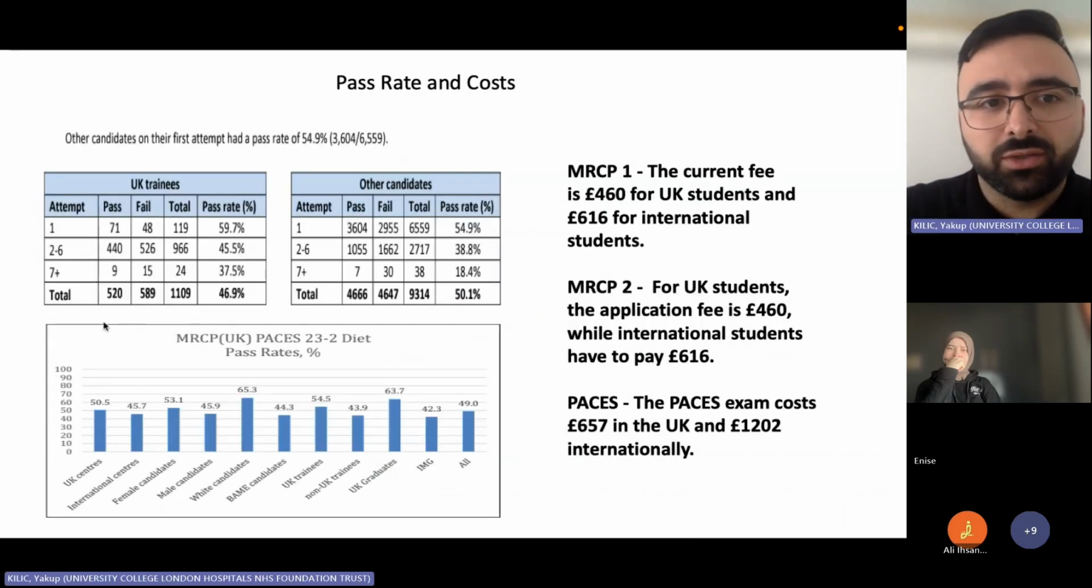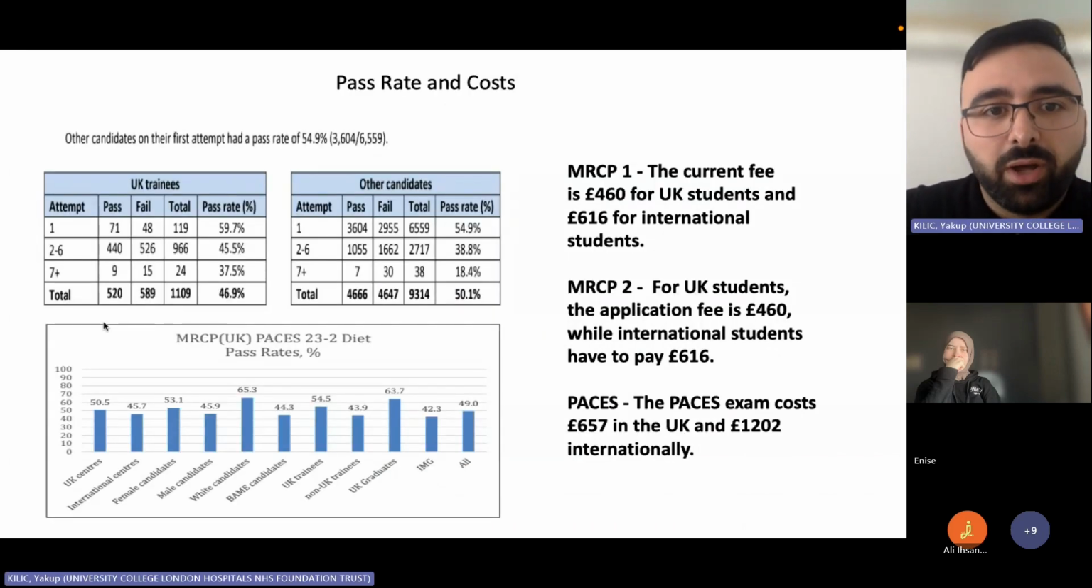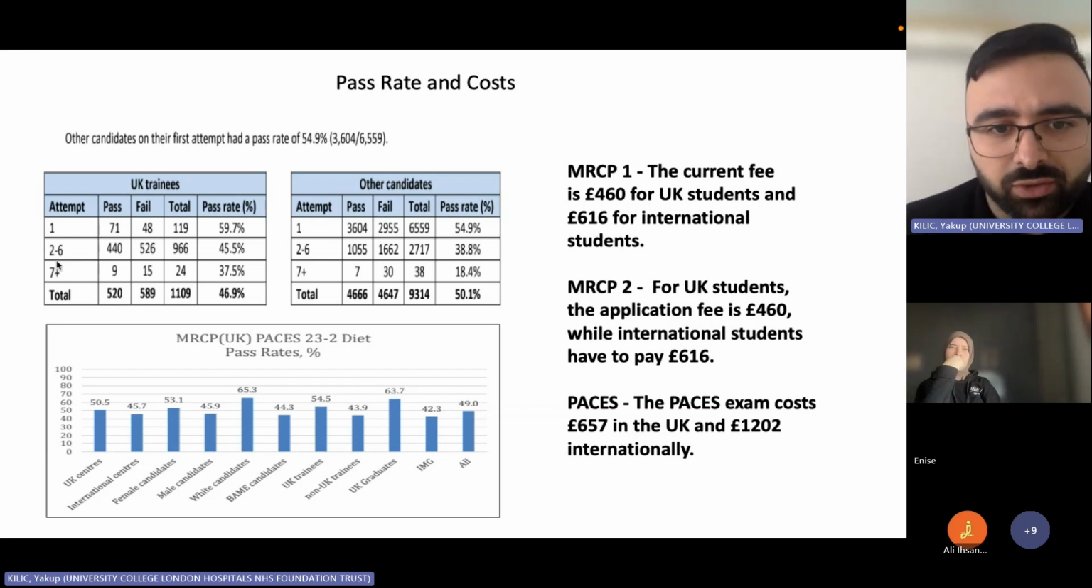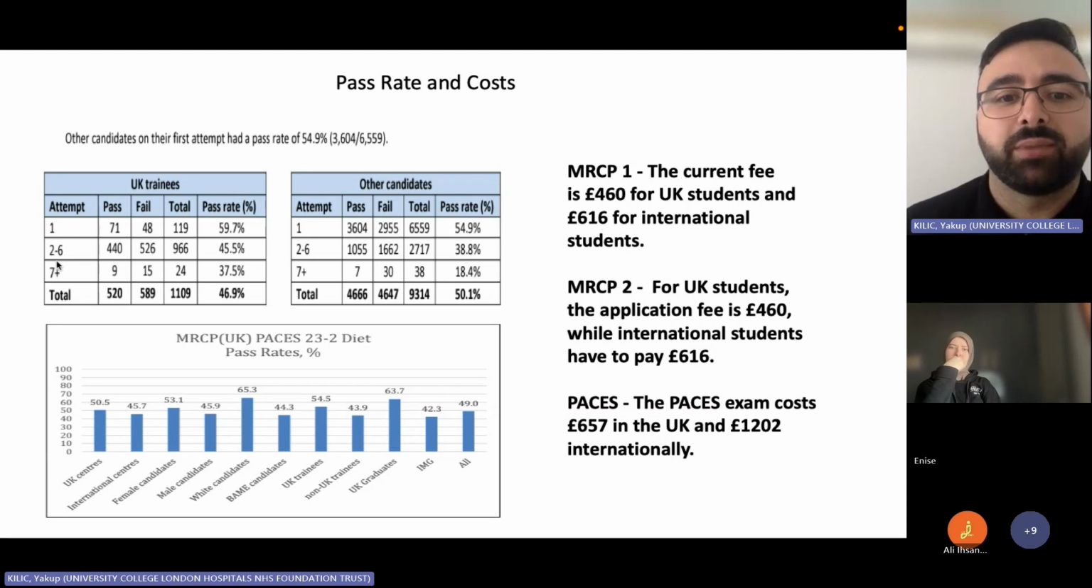So let's talk a bit about pass rate and costs. For part 1, for example, the pass rate for UK trainees is around 59.7% for first attempt. For other candidates, so IMGs, 54.9%, so slightly lower. For PACES, it's actually interesting. For PACES, the UK graduates pass rate is 63.7%, but IMGs are 42.3%.